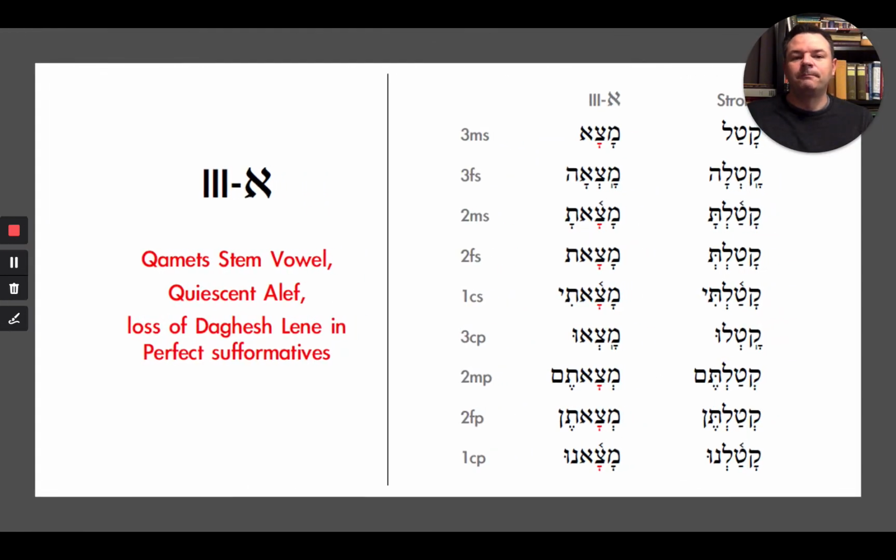Third aleph is going to be a little bit different. So you're going to have that lengthening of the vowel there. So instead of that pathach, you're going to have the qamets under that second radical. And that's basically just going to be the pattern throughout. Wherever you would have that pathach vowel in the strong verb, you're going to have the qamets in the third aleph. So if you can remember third aleph, you've got the qamets instead. That's going to be the big difference between the two.